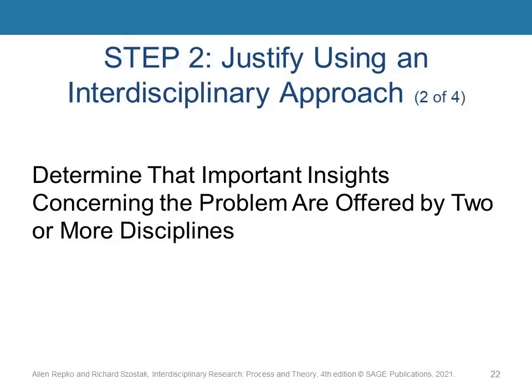The second requirement is to confirm that 2 or more disciplines have already published important insights regarding the problem or question. A quick literature search on Google Scholar will help us make this decision and meet this requirement. If we can find at least 2 sources, each one from a different discipline, that attempt to explain the same problem, there is potential for an interdisciplinary approach.